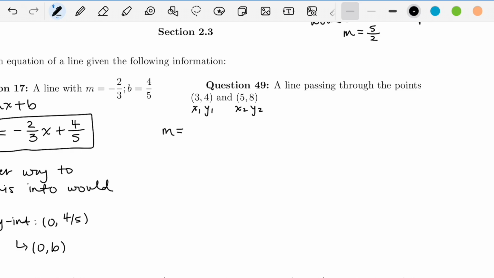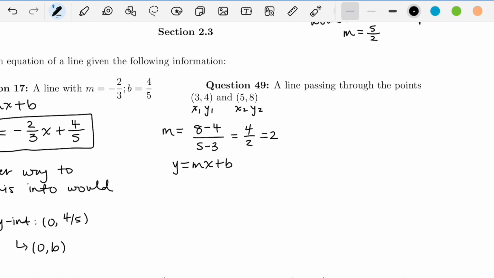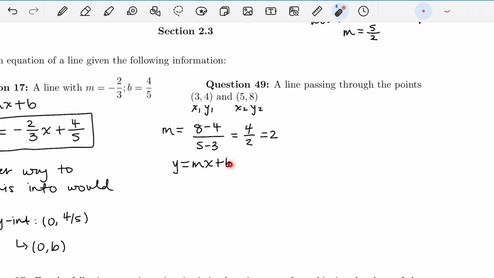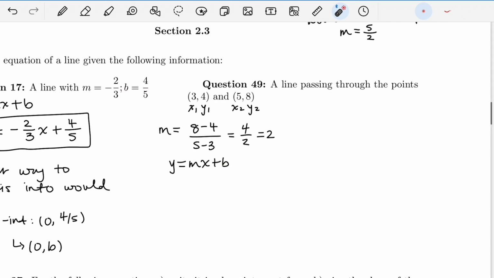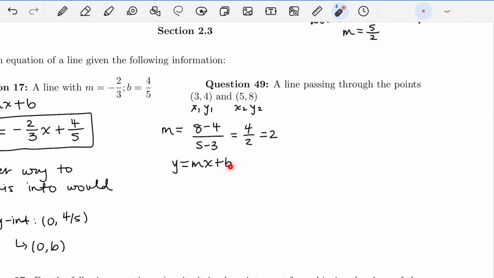Our slope is going to be, we got 8 minus 4 on the top, and then 5 minus 3 on the bottom. So this will give us 4 over 2, which is just 2. Now again, we can use our y is equal to mx plus b here. And what we can do is solve for our variable b. In the last example, we were given a slope and our b here. In this case, we found our slope, and we can also find this b using one of these points here.